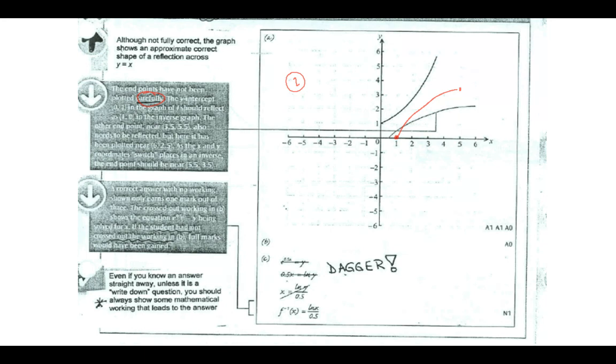Isn't that interesting? So even though their answer might be correct, they're only awarded 1 point, right? So a big thing, if the student has not crossed out his work, full marks would have been awarded. So them crossing this out made them lose 2 points. So even if you know an answer straight away, unless it is a write down question, you should always show some mathematical work that leads to the answer. Always. The only time you do not need to do that is when it's a write down question, when it is 1 point. Okay, so think about this person could have gotten 2 points back here.